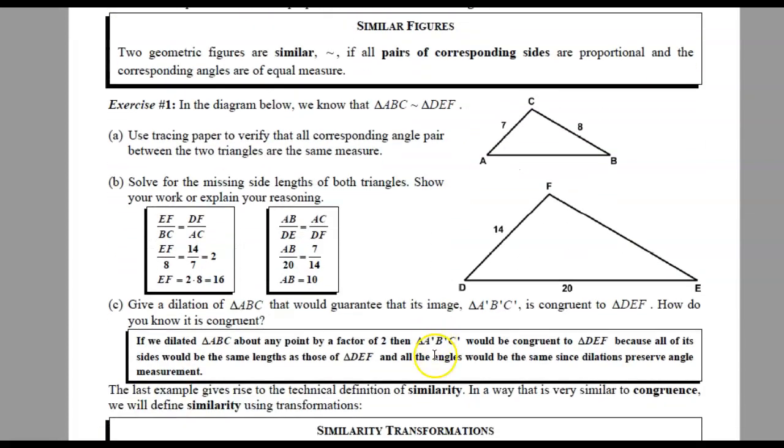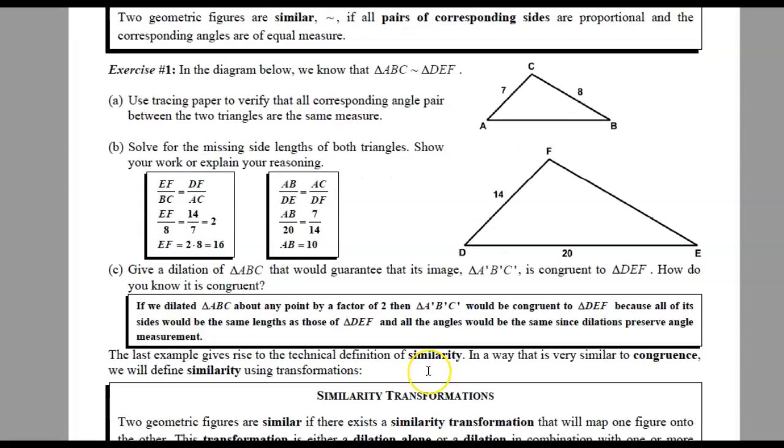Okay, so give a dilation of ABC that would guarantee that its image is congruent. So basically that's just saying, what's the scale factor have to be in order to make A prime, B prime, C prime the same as that larger triangle DEF? Well, we know that everything doubled, so if we just say a dilation by a factor of 2, then we'll be sure that everything has transformed as it's supposed to.